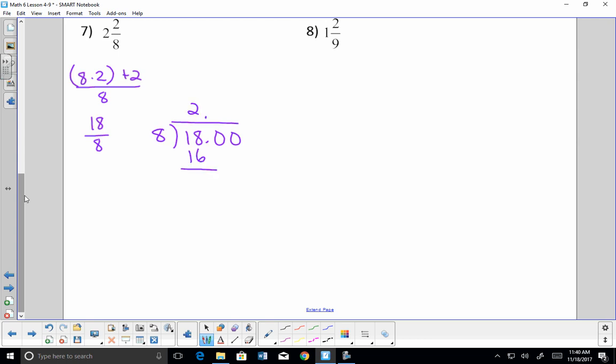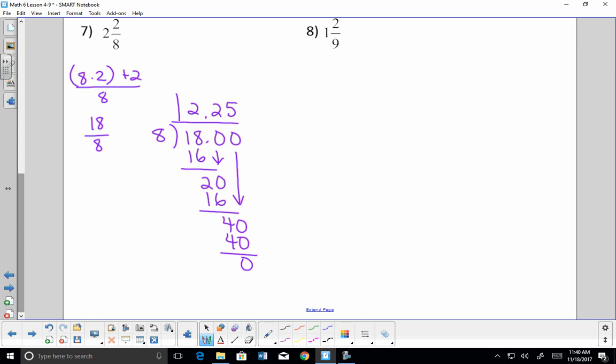Bring down my 0. 8 goes into 20 twice. 8 times 2 is 16. 20 minus 16 is 4. Bring down my 0. 8 goes into 40 5 times. 5 times 8 is 40. I have no remainder. This is a terminating decimal. Okay, and my terminating decimal is 2.25.